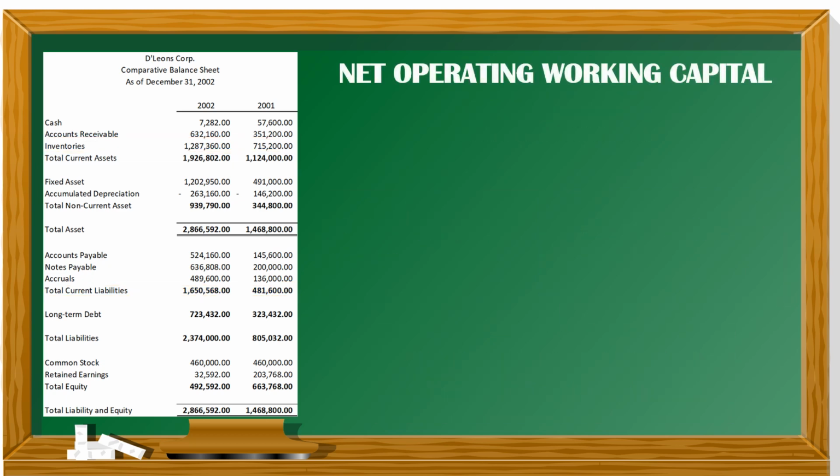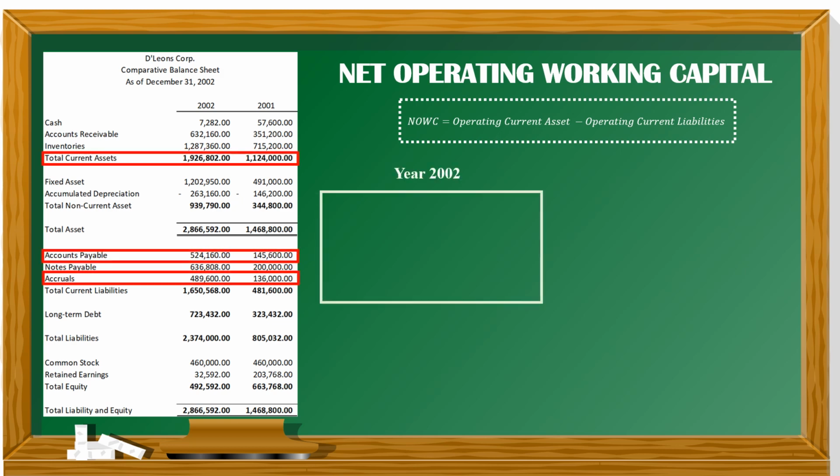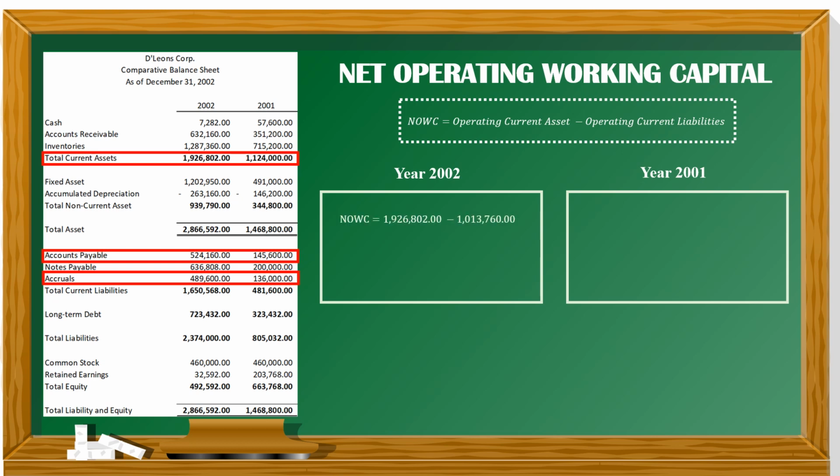So now we have here the last type of the liquidity ratio, which is the net operating working capital. So for the formula, we have here the operating asset less the operating current liabilities. Now again, we will be computing its NOWC for the years 2002 and 2001. For 2002, NOWC is equal to the 1,926,802 operating current asset less the 1,013,760 operating current liabilities.